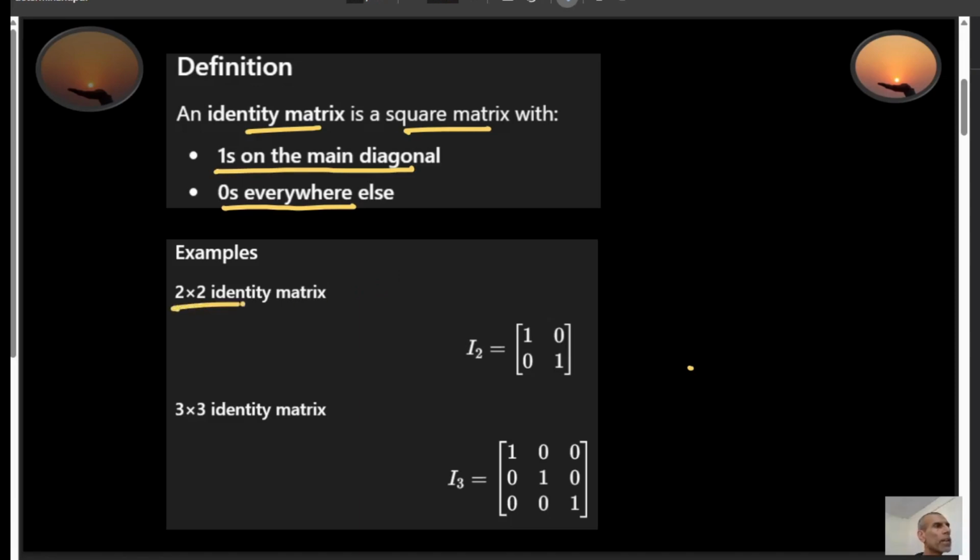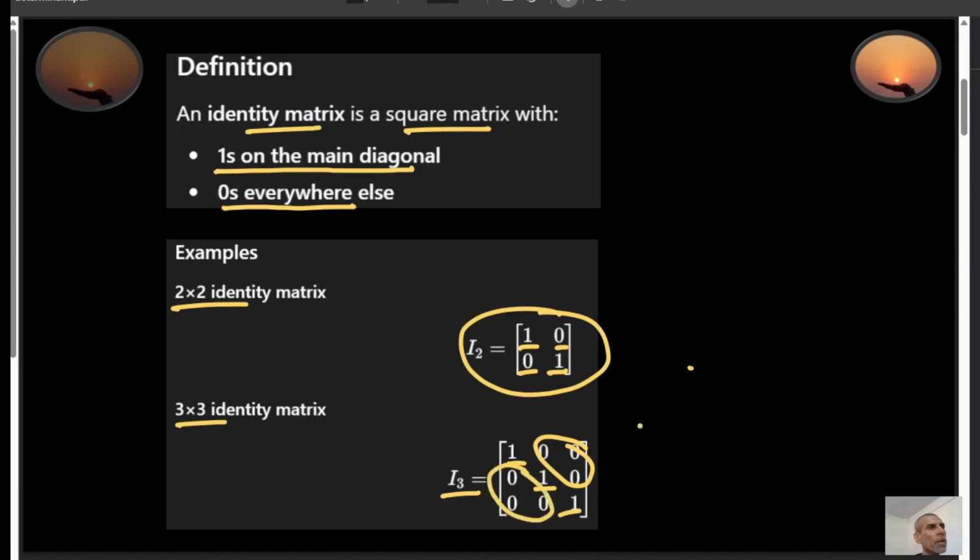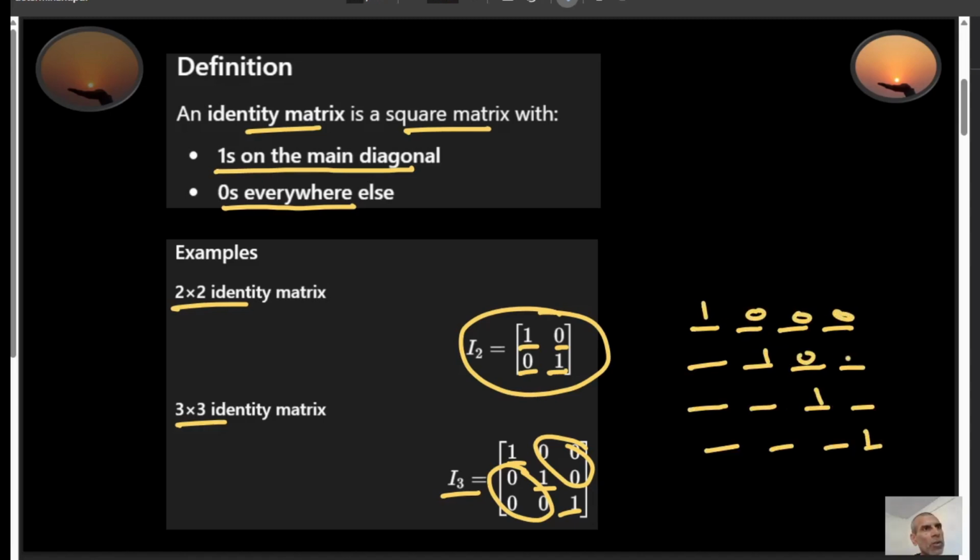For example, a 2 by 2 identity matrix will look something like this. It will have 1 on the diagonal and the rest of the elements would be 0. A 3 by 3 identity matrix will look something like this. You will have 1 on the diagonal and the rest of the elements are all 0. A 4 by 4 identity matrix will look something like this. You will have 4 rows and 4 columns right there. So let me just draw this real quick. And then you will have 1, 1, 1, 1 on the diagonal, and the rest of the elements are all 0.